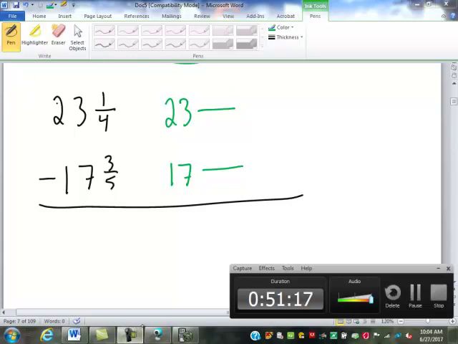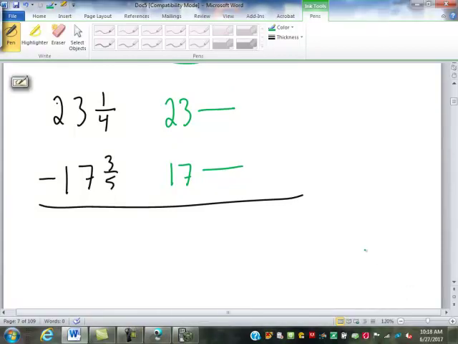I'm going to pause here. So we'll finish this example here. What did we have for our common denominators? 20. 20, good. What's going to go up here? 5. 5, and down here? 12. 12. So we go to subtract.